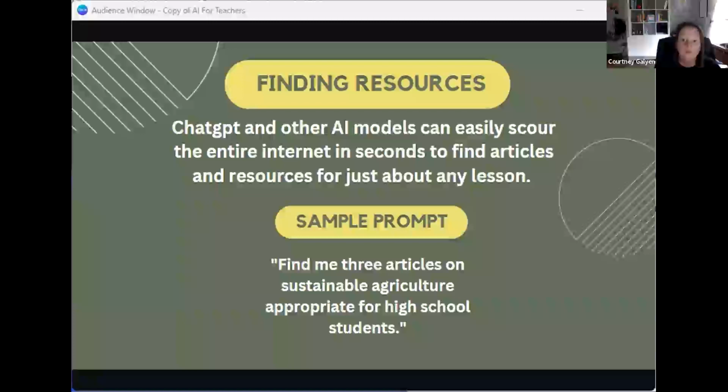You can also give it parameters like only pull from medical journals, only pull from scientific journals. So in that case, you would say, find me 3 articles on sustainable agriculture from scientific journals appropriate for high school students, and it will do that.